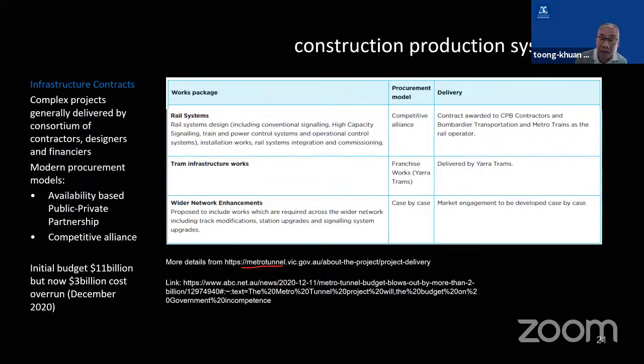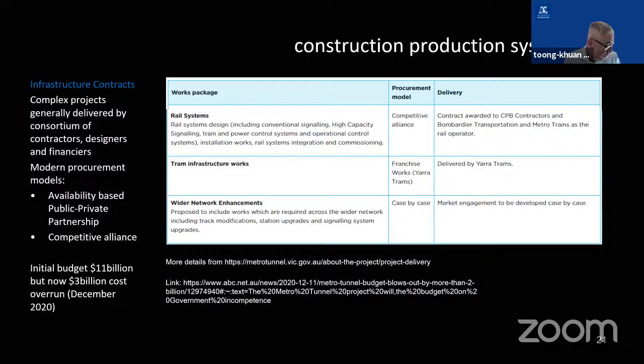But the unfortunate thing is that in December 2020, which was just two months ago, we learned that the original $11 billion budget has now gone $3 billion over. The government is suing and being sued by the project team because of this $3 billion budget overrun. We think the government will lose and the taxpayer will have to pick up this extra $3 billion cost overrun that has occurred with the Metro Tunnel system.